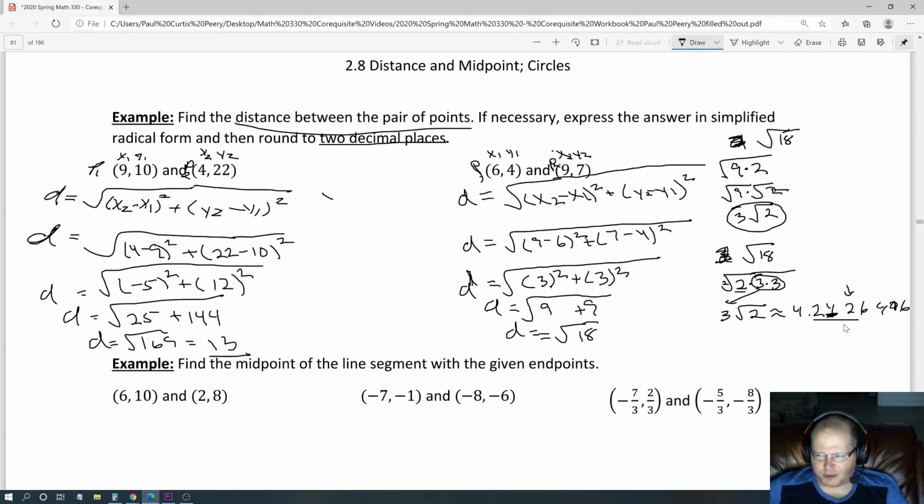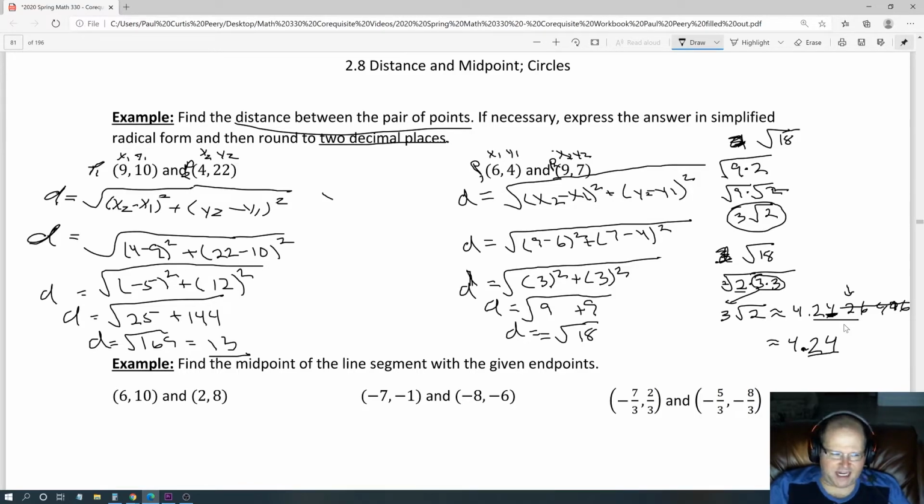Because I have a 2 there, I'm going to be rounding down, which means basically I disregard everything to the right of that place. So what I end up with is approximately 4.24, and again, that's because they only wanted 2 decimal places, 1, 2. So that's how I would round it, just in case you needed a reminder on how to round.